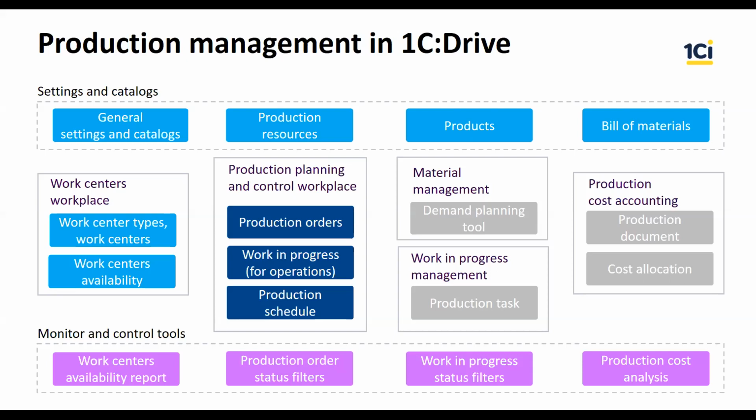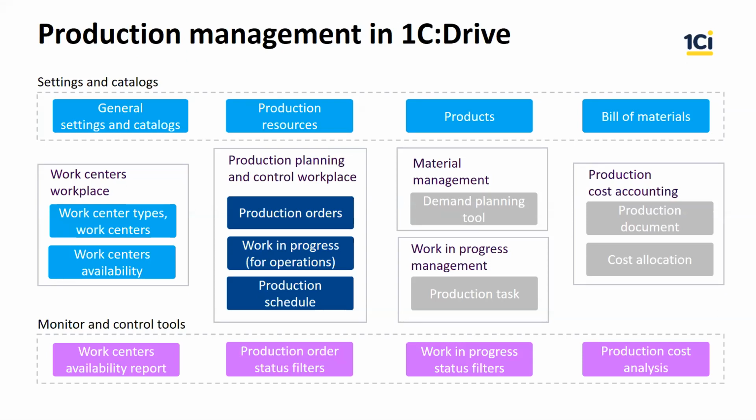Let's go back to our diagram. So the topic of our today's webinar is production planning and control workplace. But from this diagram, we see that there's a lot to be done before we can actually start planning. Our settings must be done, catalogs filled and in place, Workcenter availability must be registered, as well as production orders. So in short, there's a lot to be done.